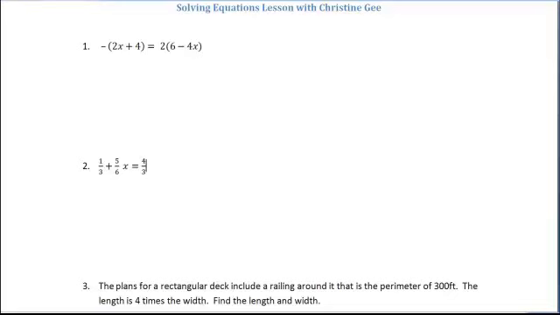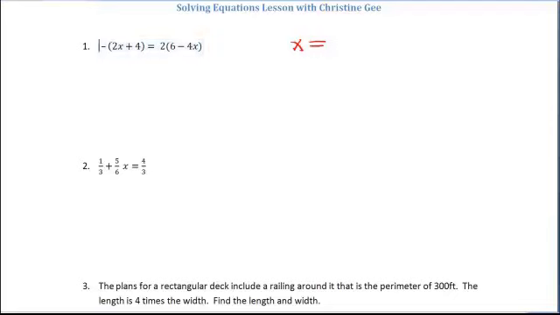So here for problem number 1, we're asked to solve for x on 1 and 2. I didn't write that out there though. So we're solving the equation, so we're going to get x equals something. And what we want to do first is simplify so that we can solve for x.